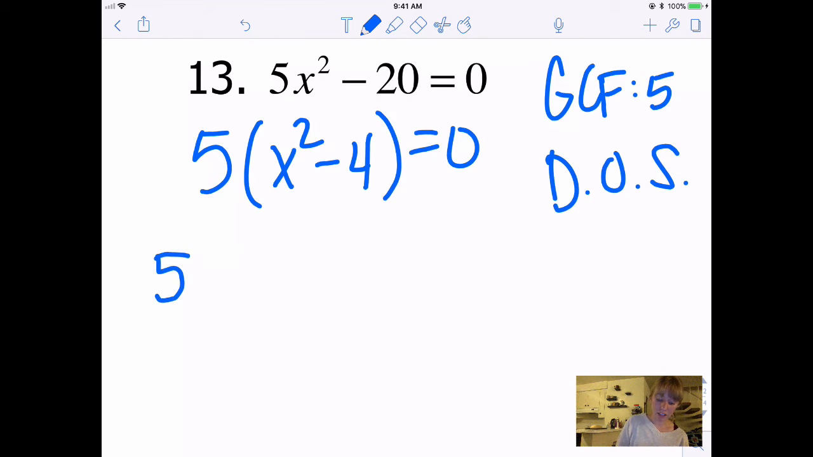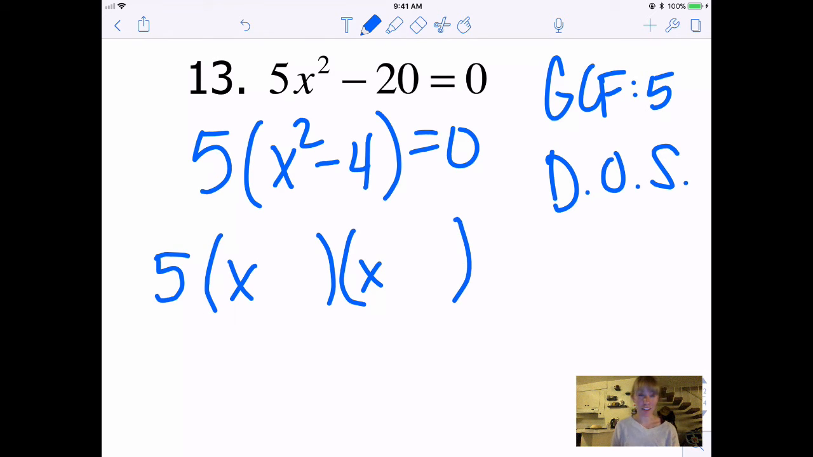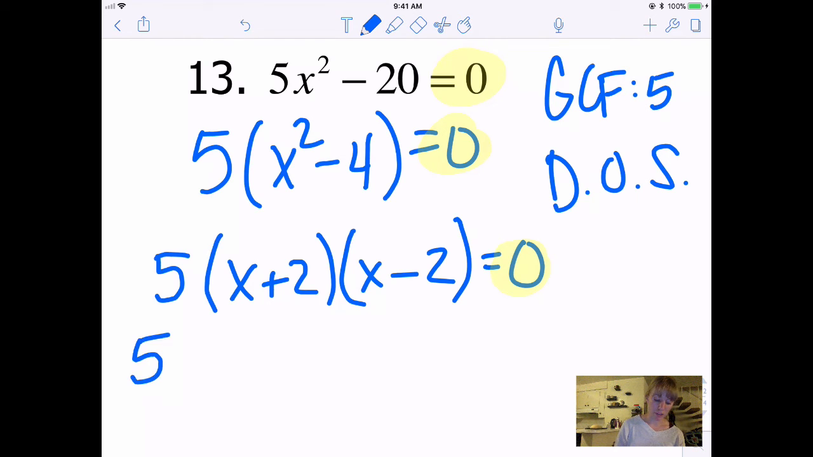So I keep my 5 on the outside. I have 2 parentheses. I need an x and an x to get x squared. 2 and 2 to get 4. Positive and negative to get x squared minus 4. I have an equals 0 because my problem started with an equals 0, so I got to keep it going all the way. Set up equations.